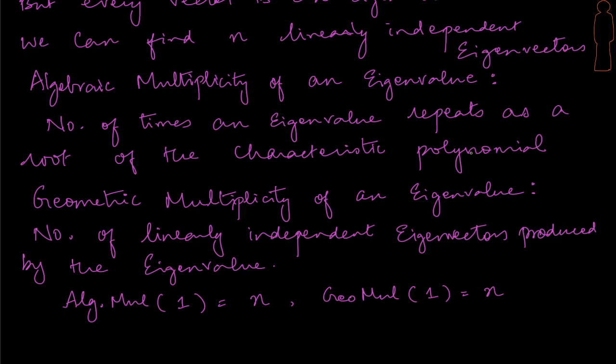So, in the case of the identity matrix, we are talking about lambda equal to 1. It's repeating how many times? N. Therefore, the algebraic multiplicity of this eigenvalue 1 is n. What's geometric multiplicity? Again, it is defined on the eigenvalue, right? Both of them are defined on the eigenvalue. The number of linearly independent eigenvectors produced by the eigenvalue is said to be the geometric multiplicity of that eigenvalue. In the case of identity, what's the geometric multiplicity of this lambda 1? That is n, because it is able to produce n independent eigenvectors.